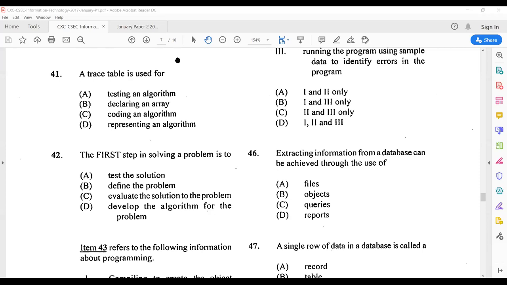So for example, determine the number of guests that chose a premium package. And then you have a report, right? Now, the difference between them is that while both the query and the report extract information from the database, you want to look for whether the information is sort of summarized. Then it's a report. In a report, you could actually calculate sums, totals, averages, and these sorts of things and display them. So for just extracting information from a database, the answer will be a query. So the most appropriate answer for 46 is C.